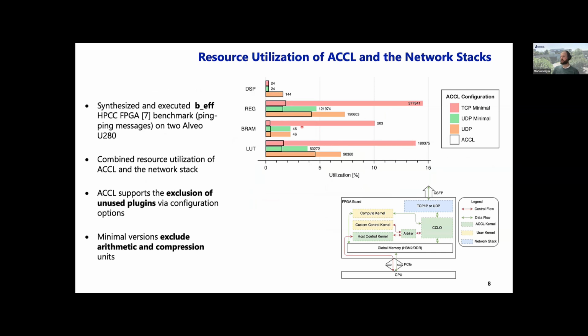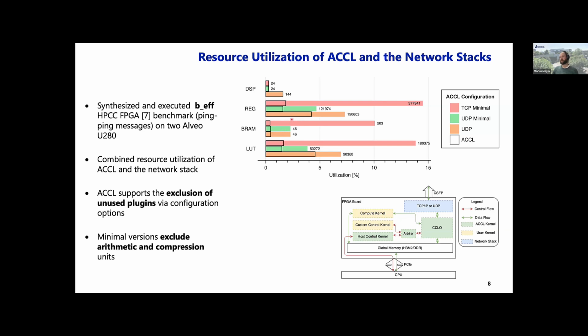First of all, we have these black rectangles, and these represent the resources that are utilized by the CCLO and all the ACCL kernels, for example, also the host control kernel, everything that basically implements the ACCL functionality. And all the remaining resources here are utilized by the network stack. For example, in this case, the red one is the TCP network stack. And as we would expect, it consumes a considerable amount of memory because it's quite a complex network protocol. Whereas for UDP, we have way less resource utilization, especially logic utilization, but also VRAM.